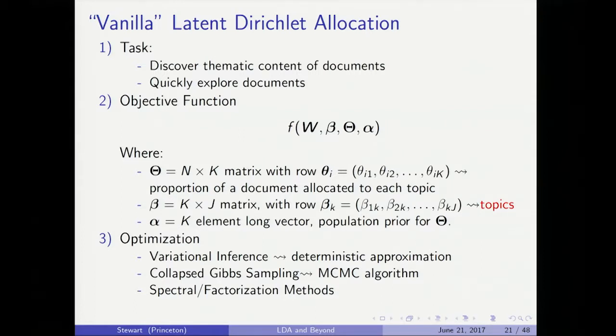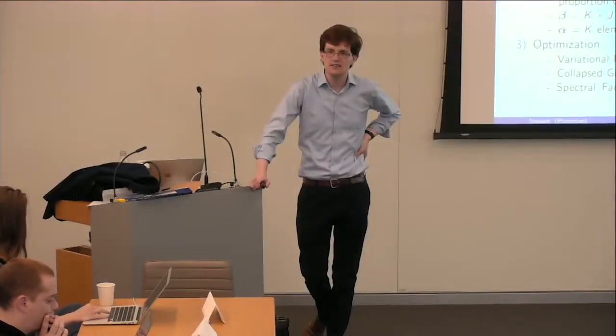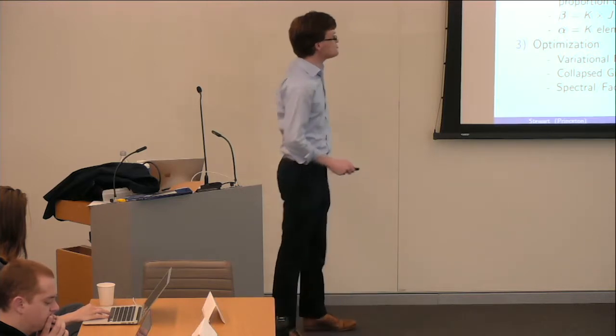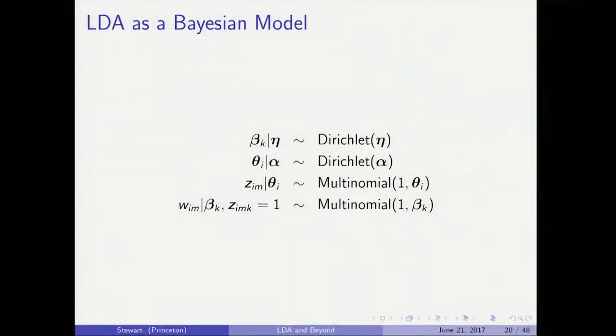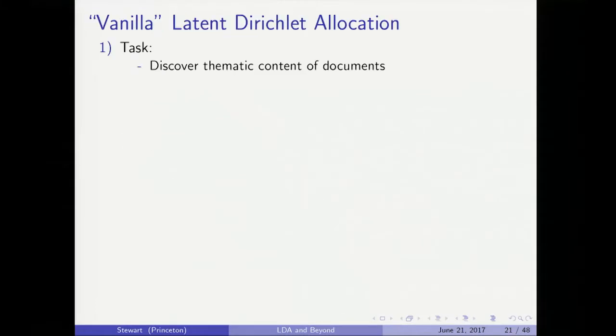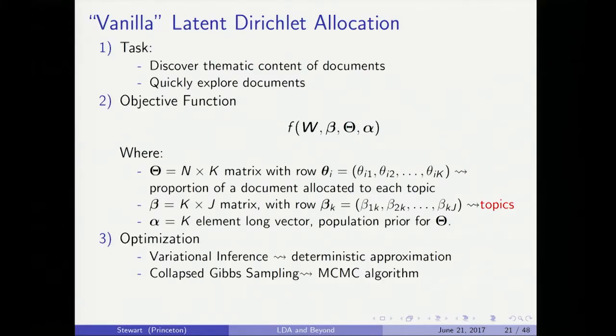I just have a quick question. Is there a way to recover which specific word assignments in the documents belong to each topic? Yes. Conceptually, that is captured by this Z. Every token in the document gets a topic assignment. Depending on which of these optimization methods you're using, that might be easier or harder. It comes very naturally out of the collapsed Gibbs sampling framework. It's a little harder in variational inference because it's very memory intensive. And you can't really get it at all in the spectral factorization methods, but that's fine.